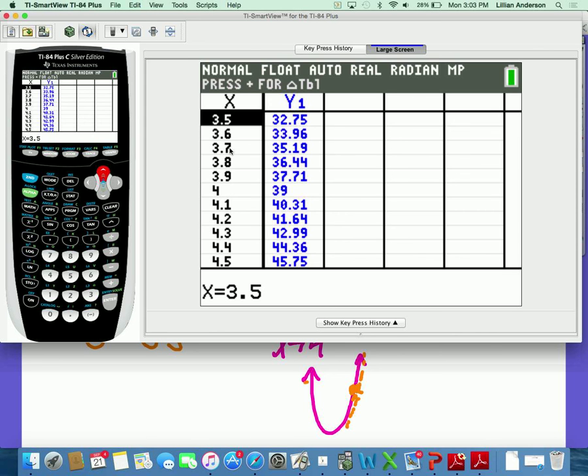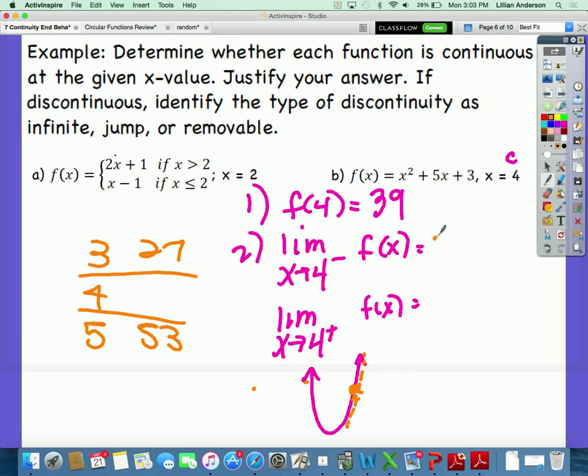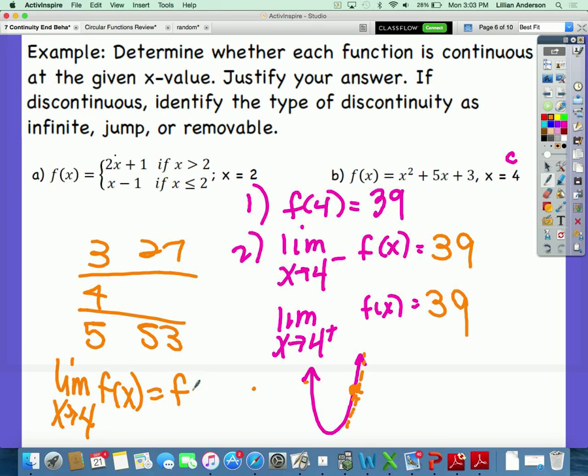As I'm approaching from the left, that means I'm getting closer to 4 from the left. What number am I getting closer to? Look what happens when I'm approaching from the right. What number am I getting closer to? So as I'm approaching from the left, I'm getting closer to 39. As I'm approaching from the right, I'm getting closer to 39. Does the limit as x approaches 4 equal the same thing as f of c? So that means this function is continuous.